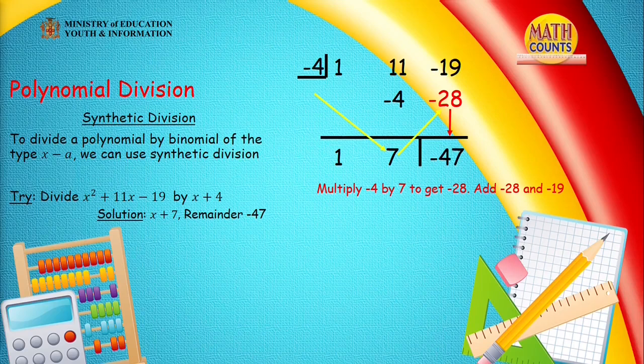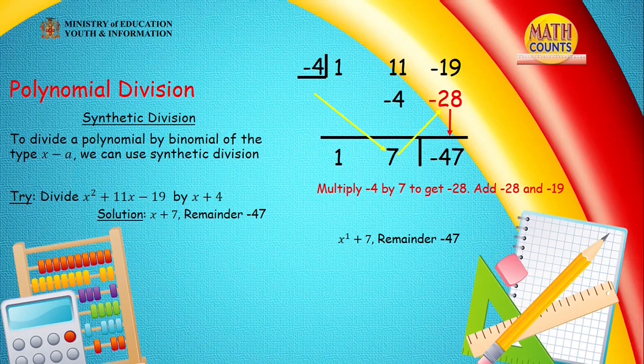The highest power in our dividend was x squared. However, the highest power in our divisor is x. So when we're writing our answers, we write it from x and a constant in this case. We always subtract 1 from the highest power. So if our highest power was x to the 4th, when we're writing our answer from synthetic division, it'd be x to the 3rd. So our answer, x to the first power plus 7, remainder negative 47. And remember, x to the first power is the same as x.